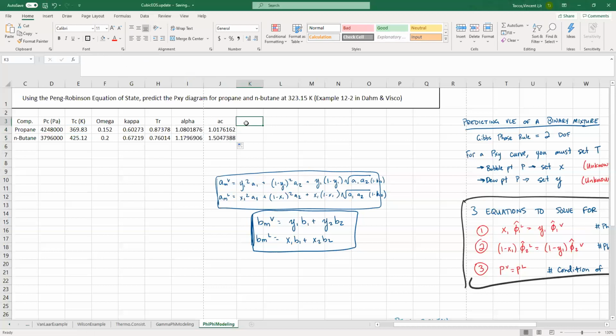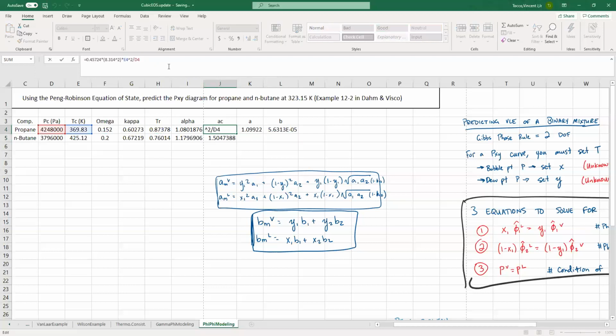Okay. All right, so finally, I'm able to calculate my parameter A. So this is my van der Waals parameter A. And I had caps lock turned on, so I need A and B. A is just alpha times AC, and B is 0.07780 times R, 8.314, times critical temperature, not the reduced temperature, critical temperature, divided by critical pressure.